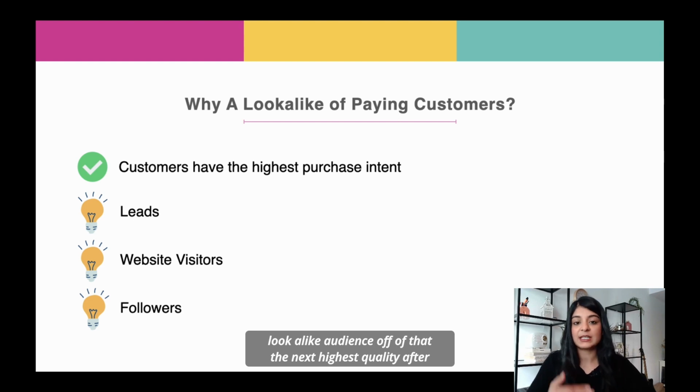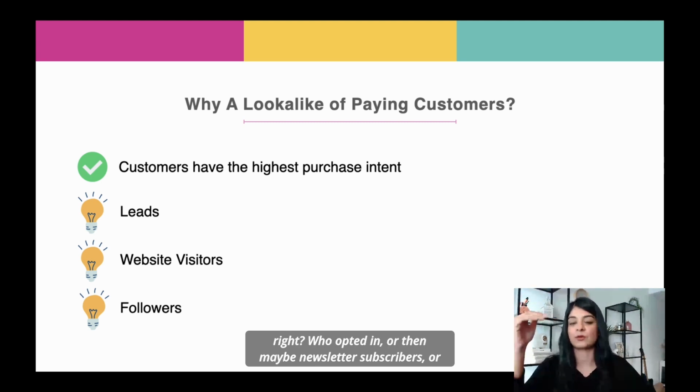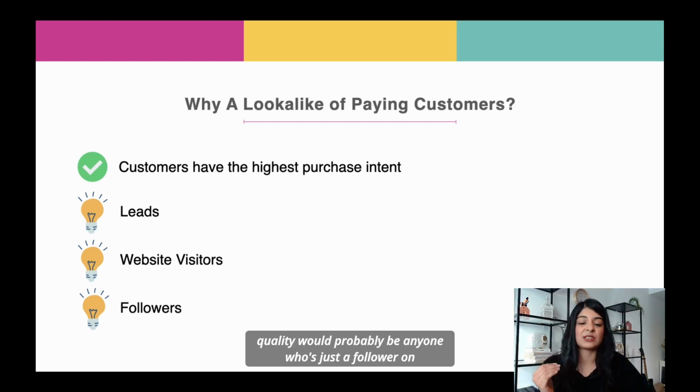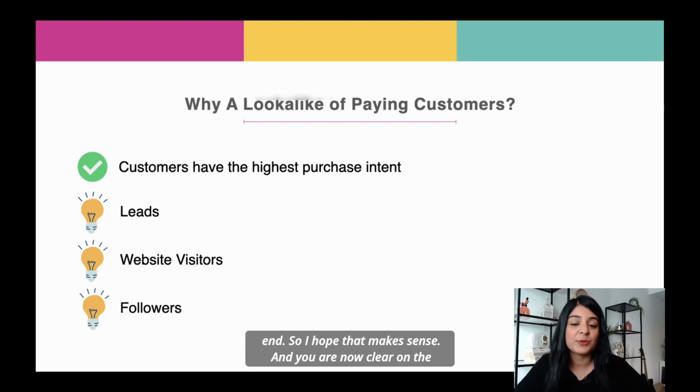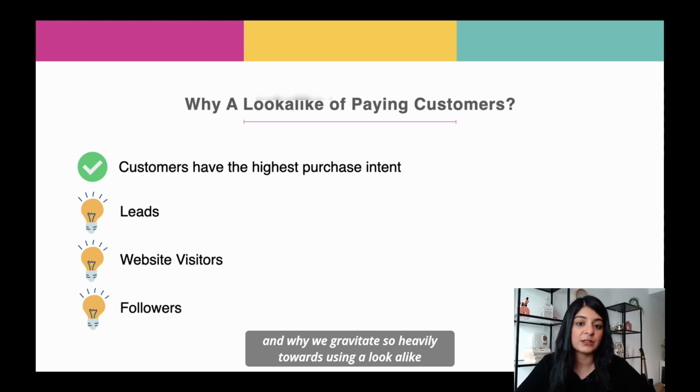The next highest quality after paying customers would probably be people who were leads, right? Who opted in, or then maybe newsletter subscribers, or maybe then people who visited on your website. I think the lowest quality would probably be anyone who's just a follower on Instagram or Facebook, because that's really easy to do. It's not very high commitment. So that's probably at the lower end. So I hope that makes sense. And you are now clear on the difference between a custom audience, a lookalike audience, and why we gravitate so heavily towards using a lookalike audience of an existing customer list.